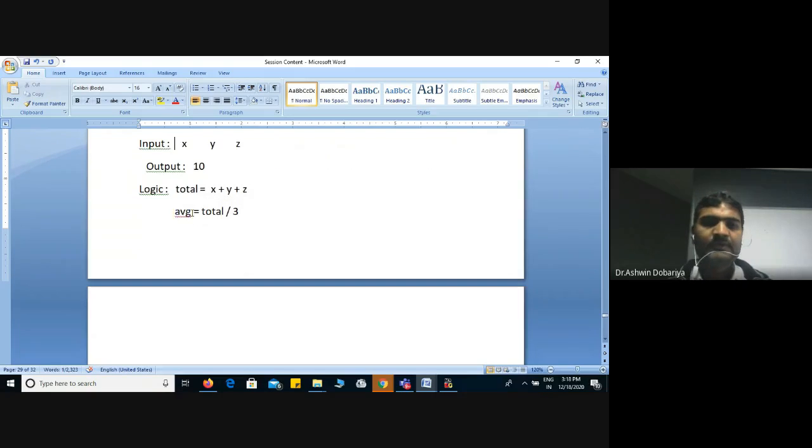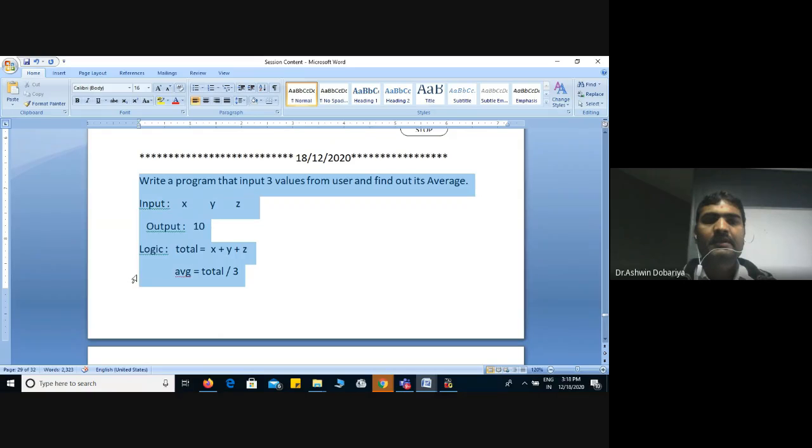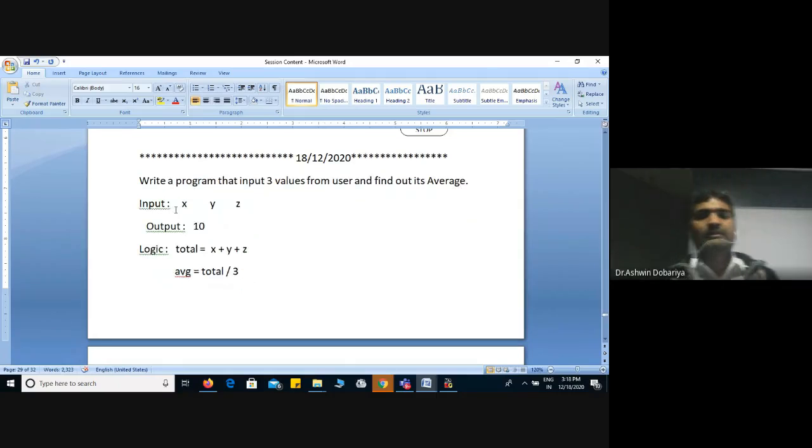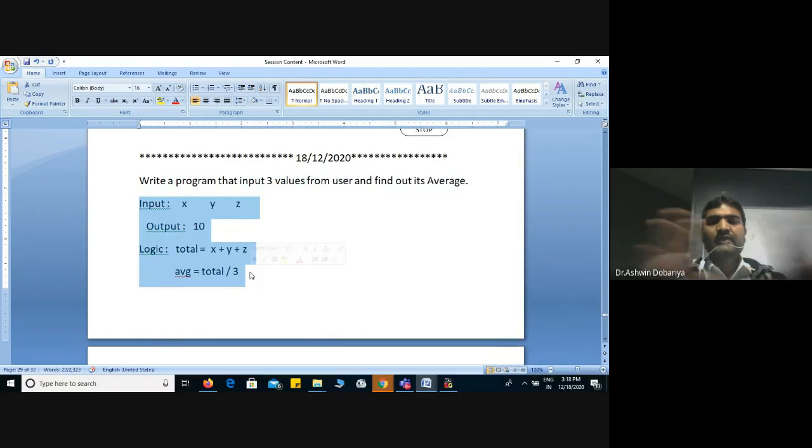I hope all of you understood how we can analyze our programs. Are these things clear? Hello? Yes, sir. Clear, sir. Okay. Now you tell me how many variables I require to write this program. Count the total number of variables. 3 variables for input, sir. One is total, another is average. So total 5 variables I require.